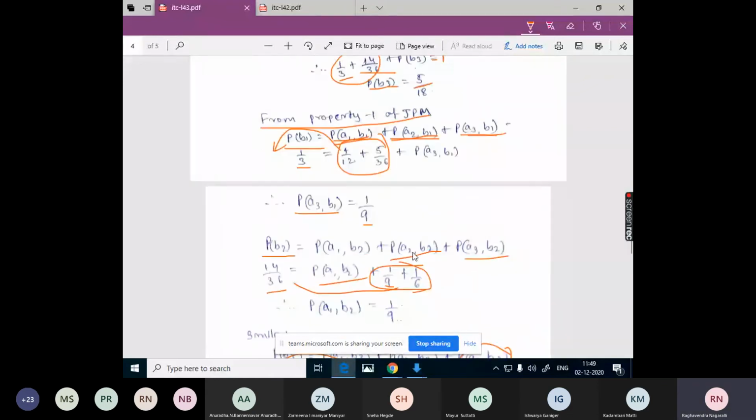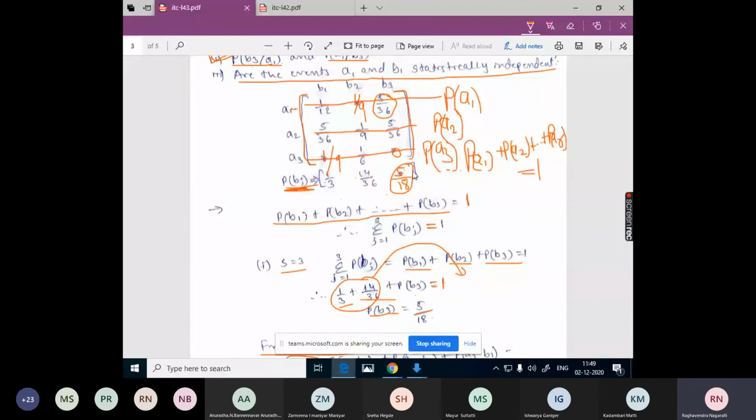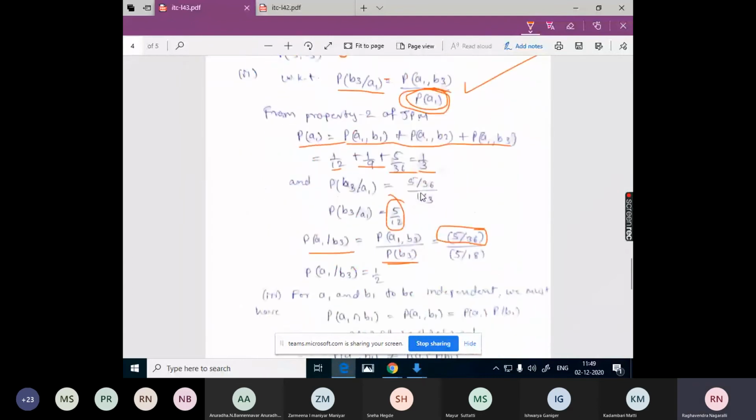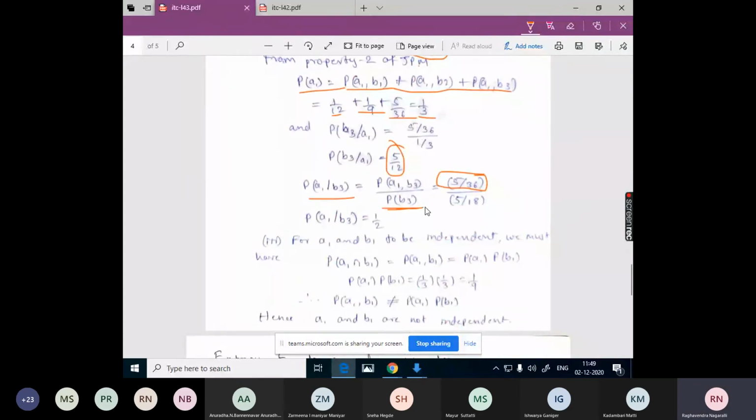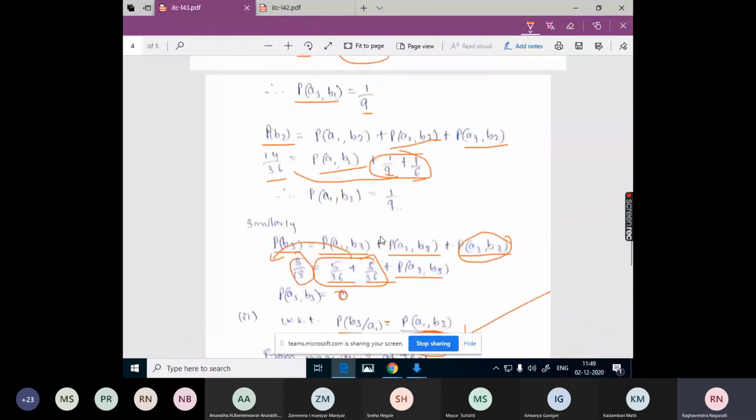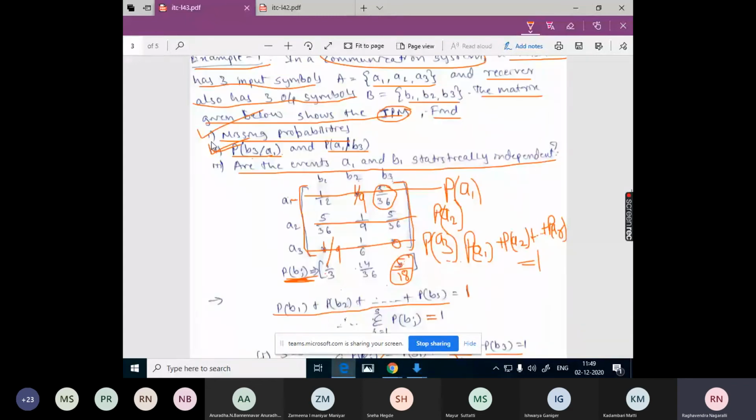So P of B3 is what? P of B3 is here, P of B1, B2, B3. So P of B3 is 5 by 18. So 5 by 36 divided by 5 by 18, you will get 1 by 2. So this is about the second subquestion. Now coming to the third one.